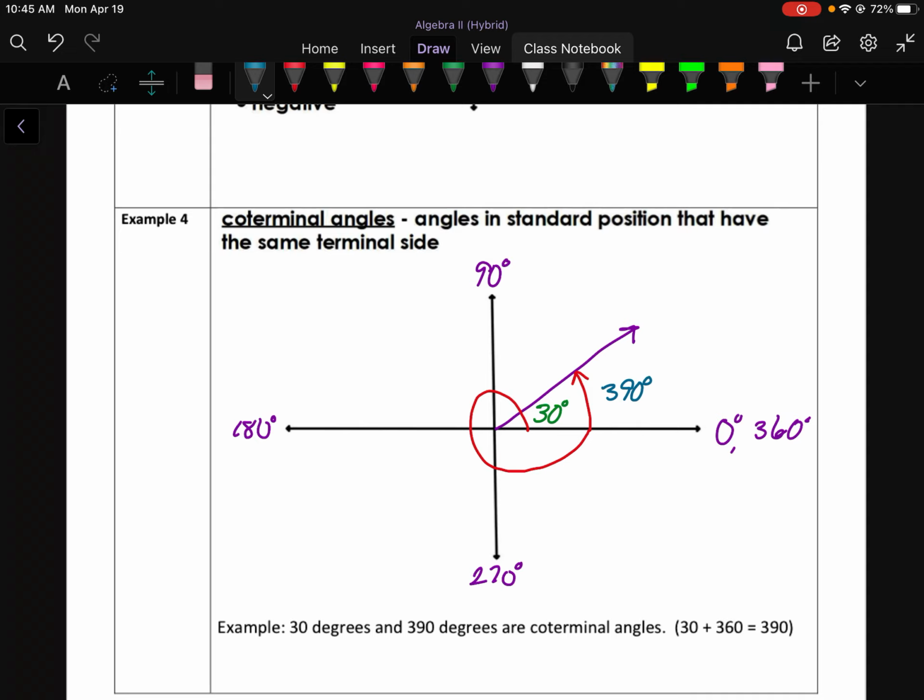And again, here's the key. You can go 360 positively, or I could have just gone the other way, subtracted 360. Coterminal angles are angles that have the same terminal side but different angle measures.